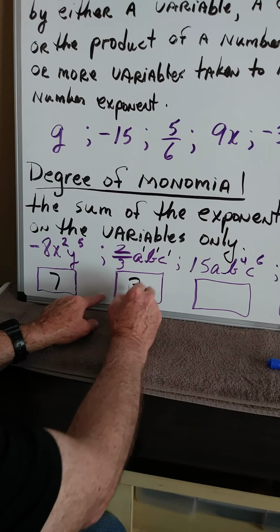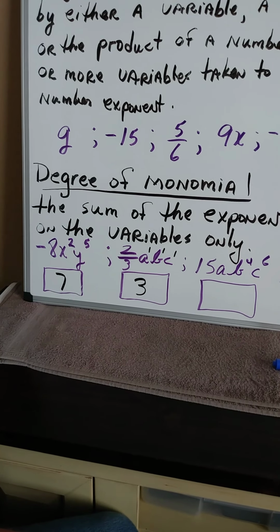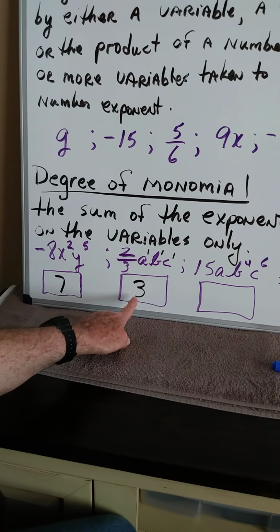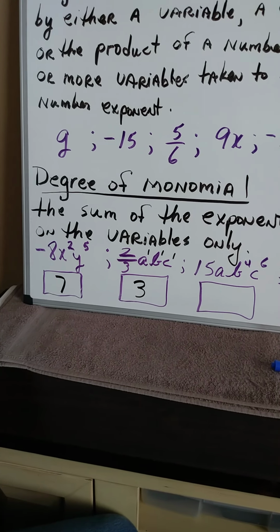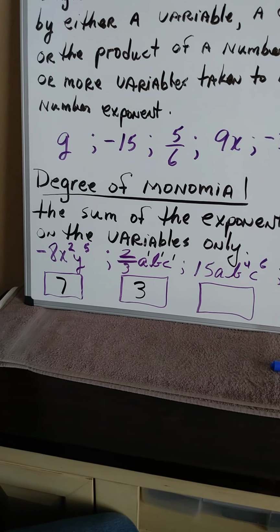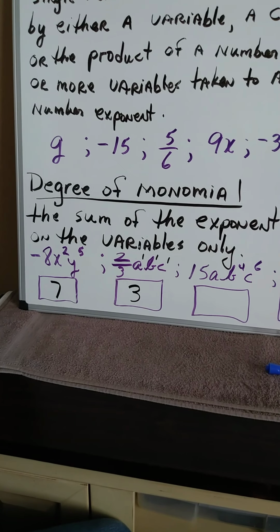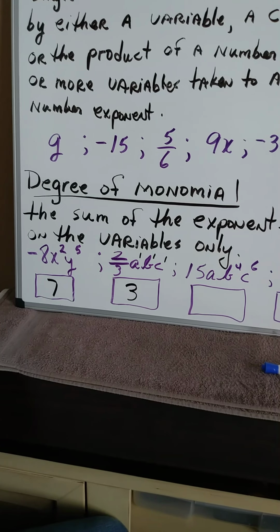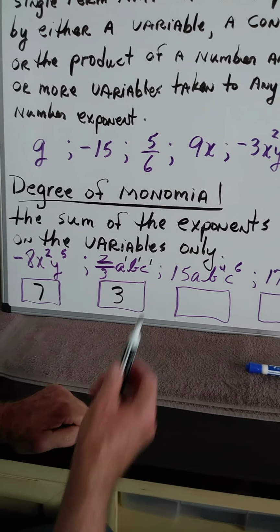The degree of the monomial 2/3 ABC is 3. Because each of the exponents in the upper right-hand corner of the variables A, B, and C are implied 1s. And if we add all 3 of the ones together, we get a degree of 3.